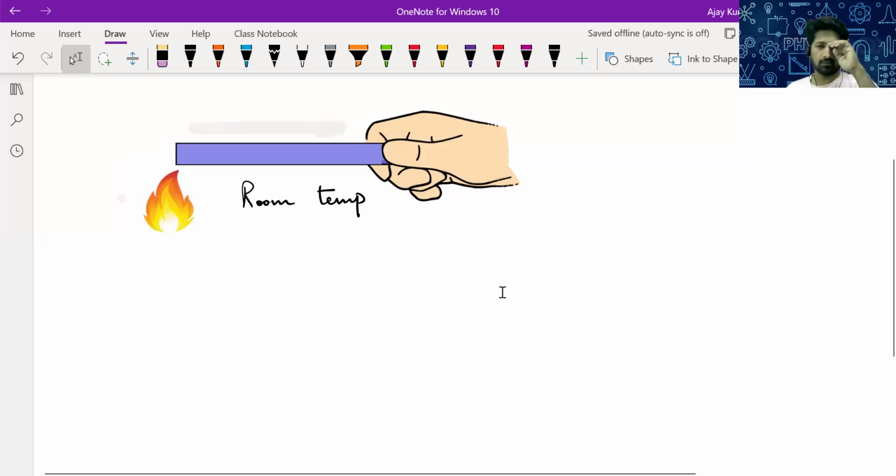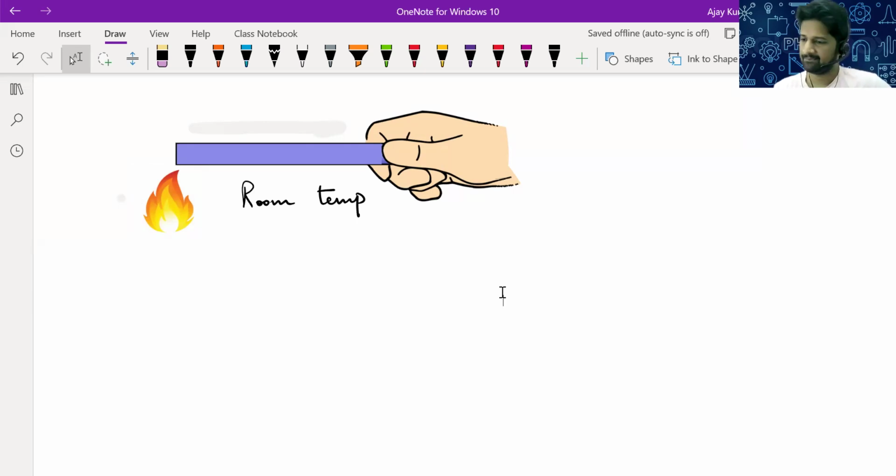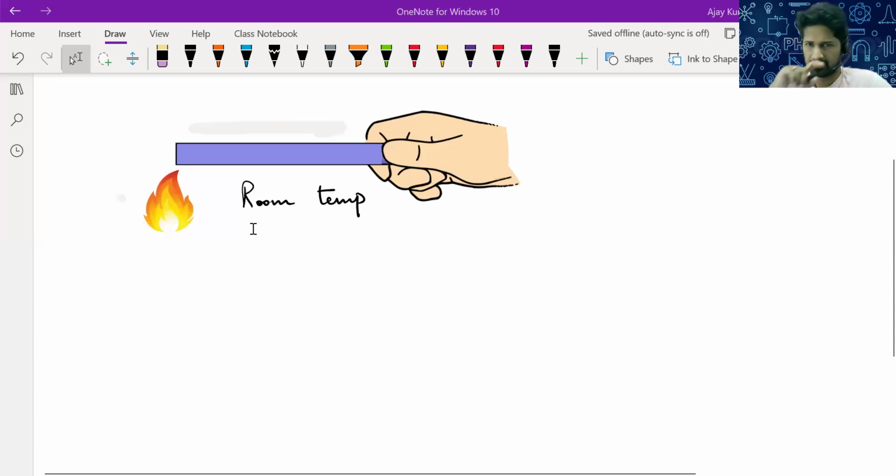What will happen to the rod? The entire rod was initially at room temperature. You are holding it at one end, you are heating it at the other end. What will you observe? It will be better if you can unmute and tell. Okay, I got one answer as the other end will get heated first.